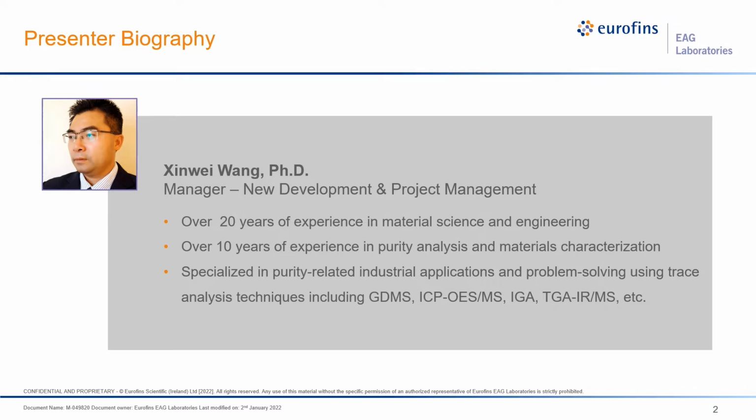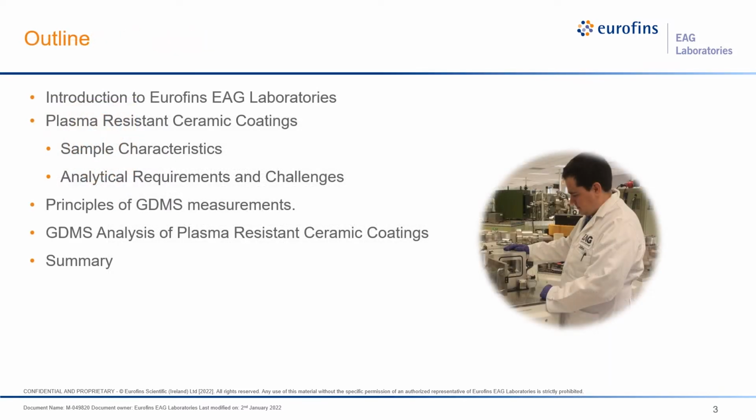So today's topic will be covering a couple of sections. Number one is we'll give a quick overview of EAG Laboratories. Number two, we will go over plasma-resistant ceramic coatings, what the sample characteristics look like, and what the analytical requirements and challenges are. Then we will quickly go over the principles of GDMS measurement as a tool for full survey chemical analysis. And then we will discuss specifically its application for plasma-resistant ceramic coating. And then we'll summarize the strengths and the challenges associated with this technique.